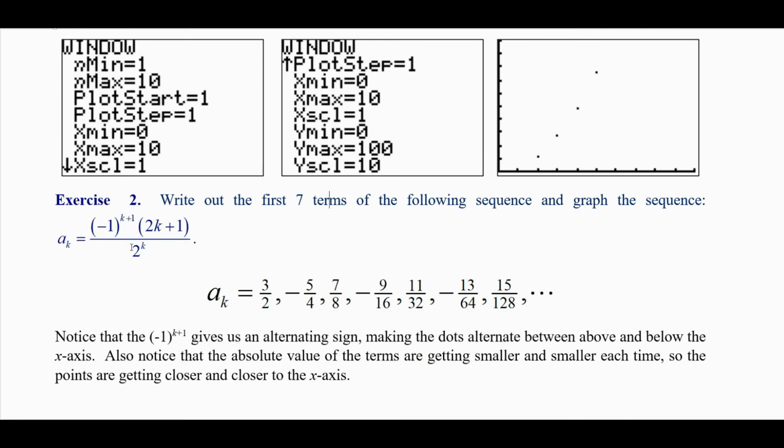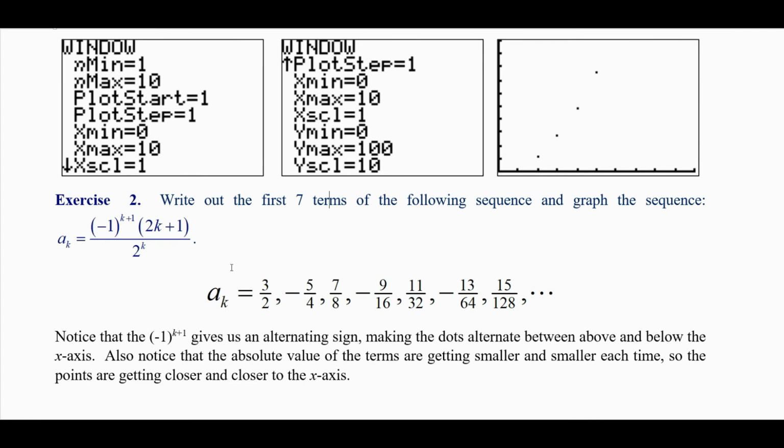So the first thing I want to point out is that (-1)^(k+1) is going to give us an alternating sign. When k is 1, you get 1 plus 1 is 2. (-1) to an even power is +1, so that's going to give you a positive term. But being 1 times the rest, it's not going to affect the value of the rest of it. If I plug in k is 2, 2 plus 1 is 3. (-1) to the third power is a -1. And so that's going to give us a negative, whatever the rest of it is.